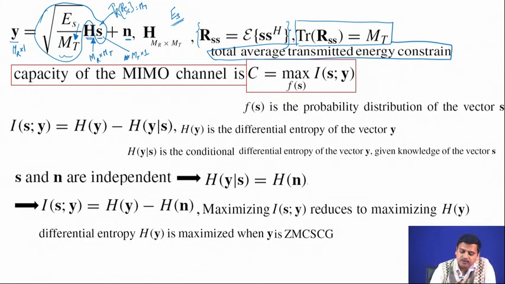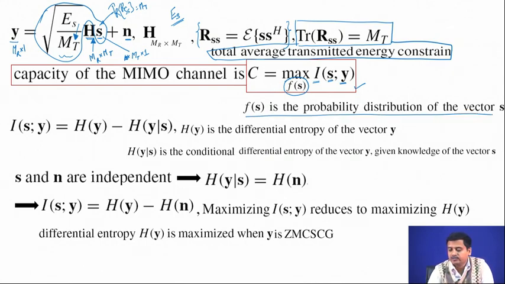So, the capacity of a MIMO channel is the one which maximizes the mutual information between the received signal and the transmitted signal over the distribution of the transmitted signals. So, FS is the probability distribution of the vector S. This is a standard result which we will accept. We cannot afford to go through the derivation of this. It is available in standard textbooks. So, now let us focus on this mutual information expression.